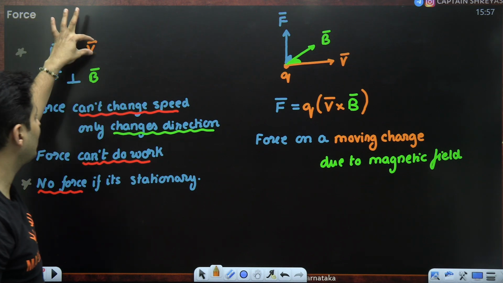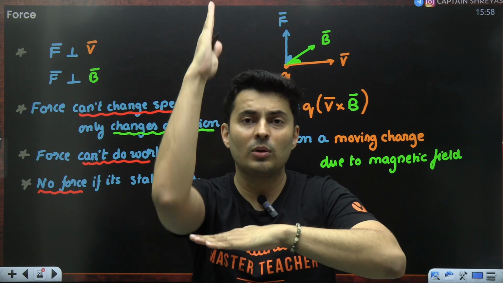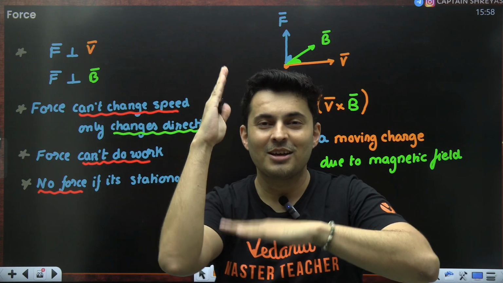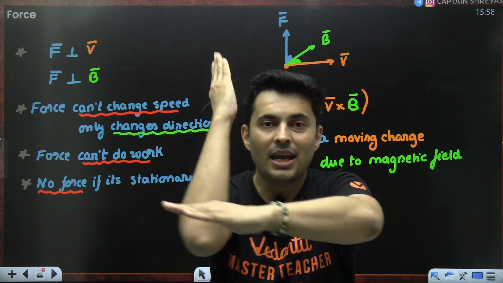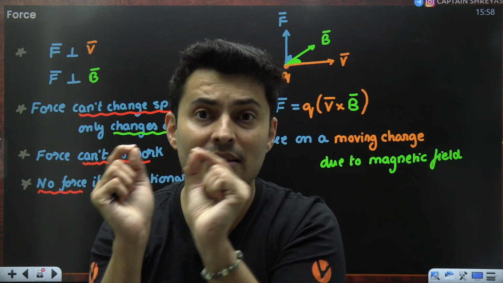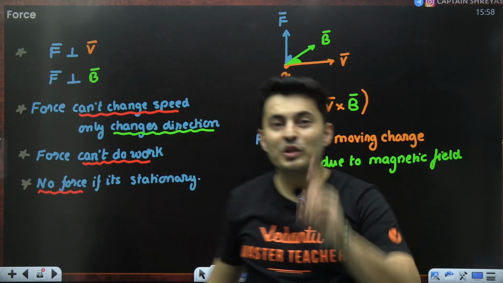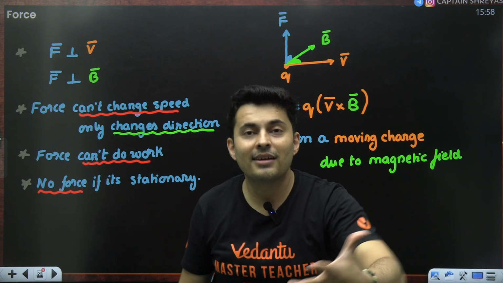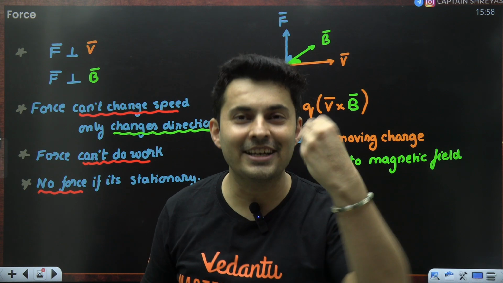Since the force is perpendicular to the velocity, whenever a force is perpendicular to the velocity or displacement, it can't do work, because work is force dot displacement. Any perpendicular force, F cos theta, theta is 90, cos 90 is 0, it never does work. So this force cannot do work, and when it can't do work, it can't change the kinetic energy. If it can't change the kinetic energy, it can't change the speed.